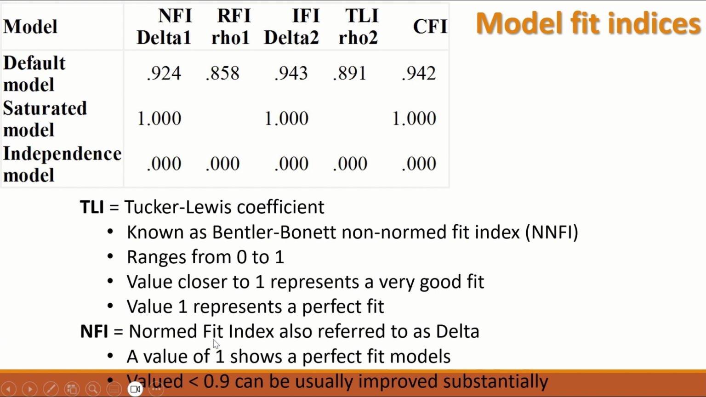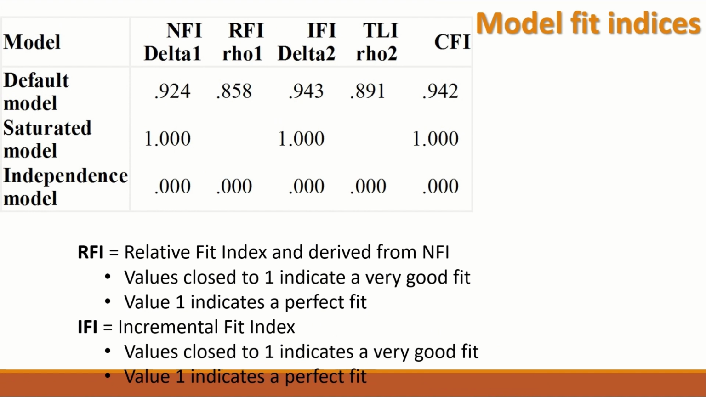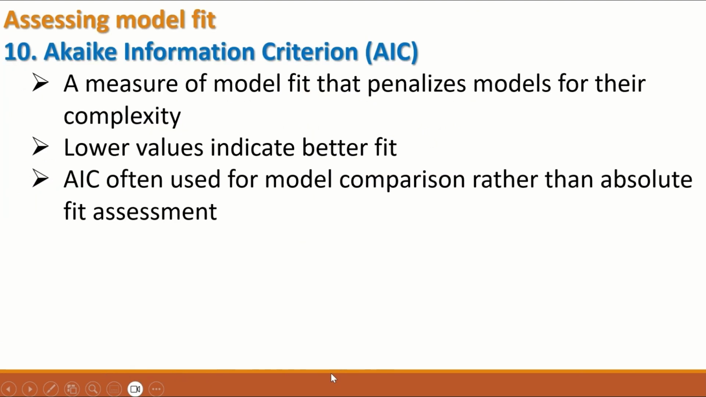For the NFI, normed fit index, also referred to as delta, a value of 1 shows a perfect fit, and a value less than 0.9 can usually be improved substantially. The next table, the RFI, stands for relative fit index and is derived from NFI. A value close to 1 indicates a very good fit, and 1 indicates a perfect fit. For the IFI, incremental fit index, a value close to 1 indicates a very good fit, and 1 indicates a perfect fit.